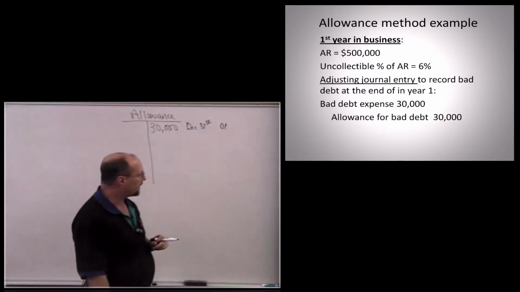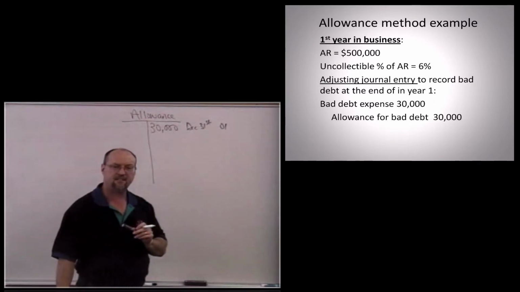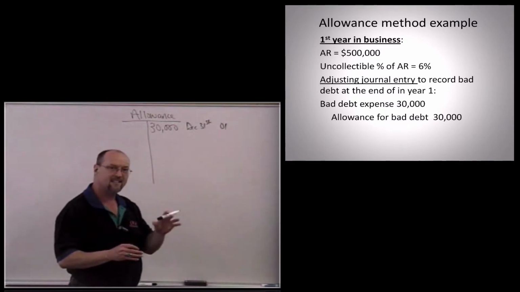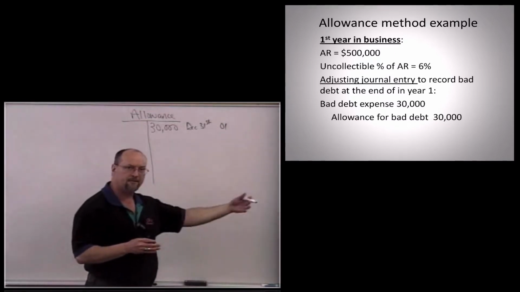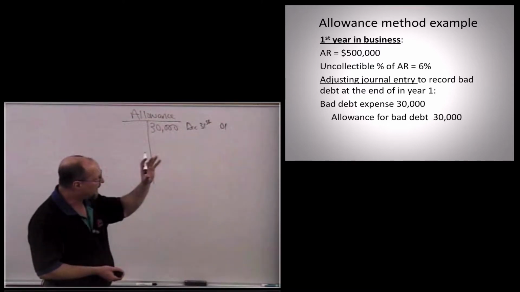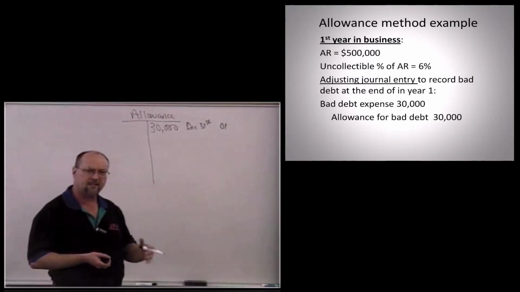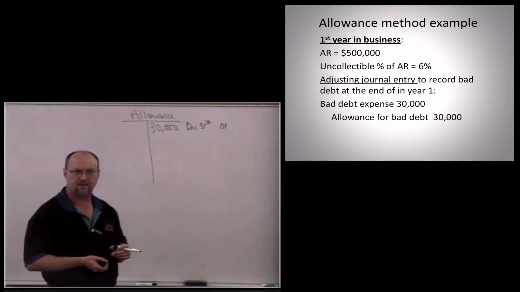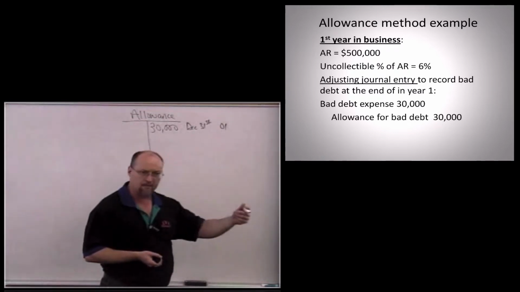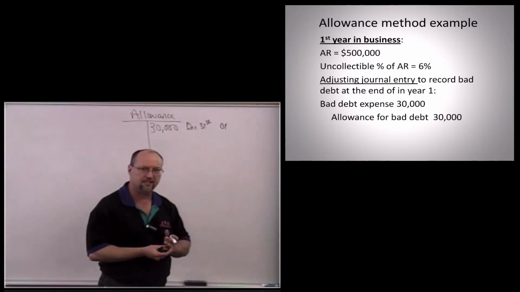Okay, so the adjusting journal entry gets recorded. We have to estimate bad debt expense for this year to match the expense to the same time period that the revenue was generated. My accounts receivable of $500,000 is predominantly from sales that took place in the last few months of the year, although it may have some credit sales from the summer or perhaps the previous spring. But mostly it's going to be my fall sales.